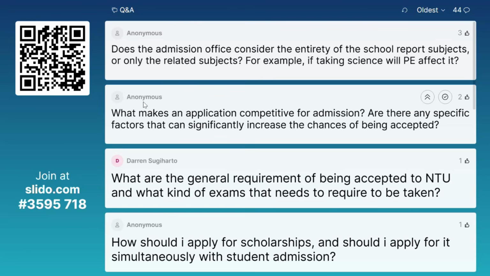Does the admission office consider all subjects in the school report or only related subjects? For example, if taking science, will it be affected? I think the related subject is important, but we will also see other subjects.